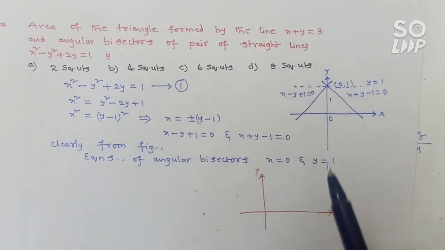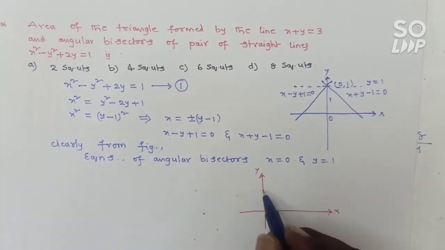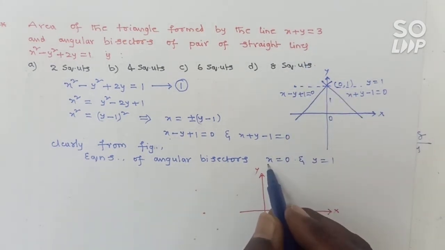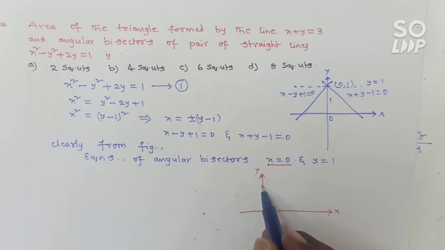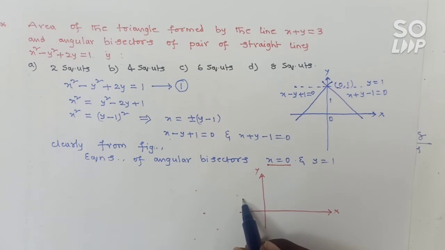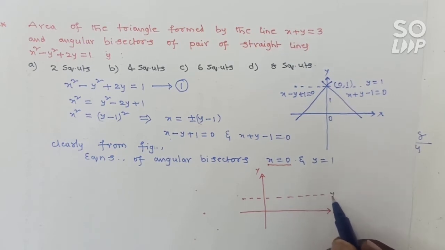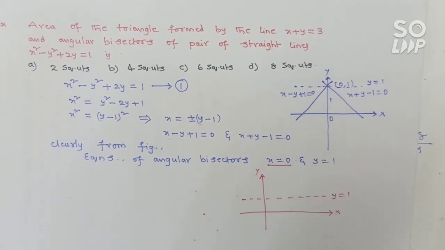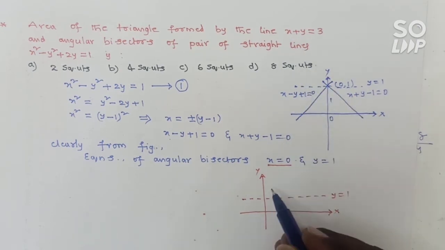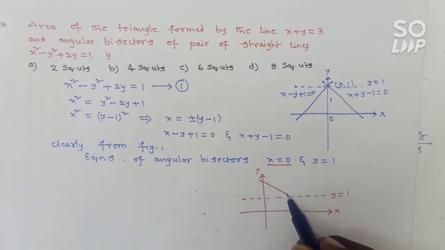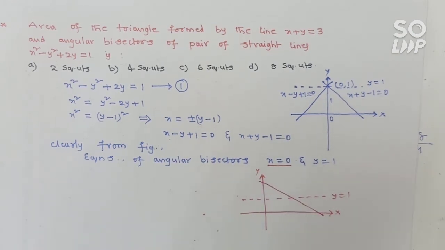Here, one angular bisector is the y-axis, which is this one. And another line is y equals 1, which means parallel to the x-axis. So this is y equals 1. And now the next equation is x plus y equals 3, which intersects these, and this triangle will be formed.